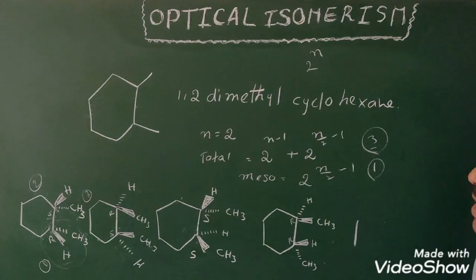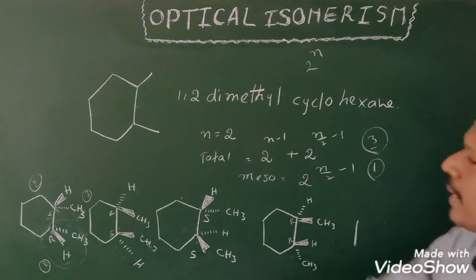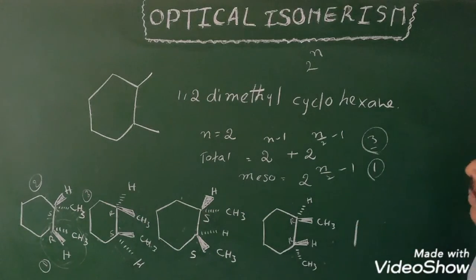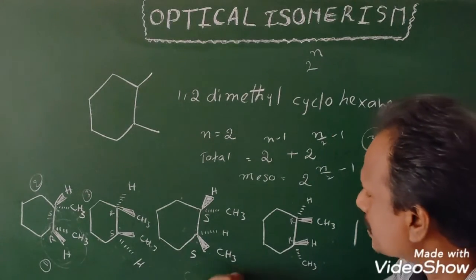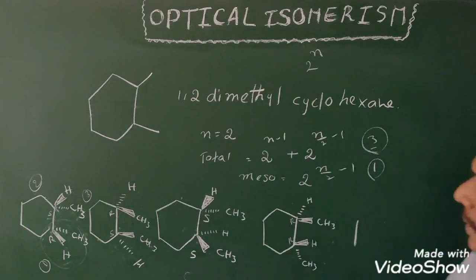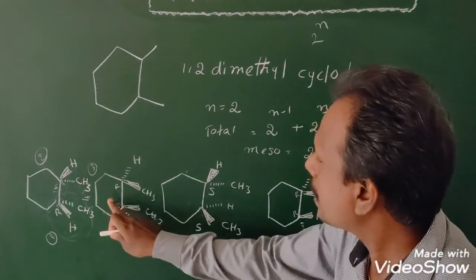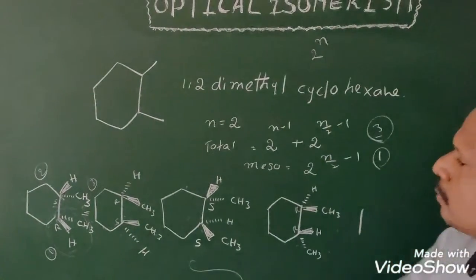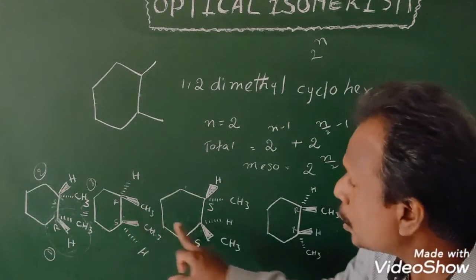So this compound has totally 3 isomers. One is meso, 2 are optically active. But what is the relation between the isomers? These two are mirror images, so they are an enantiomeric pair. These two are identical. This compound and this compound, what is the relation? Only the chirality of one carbon changes. So they are diastereomers.